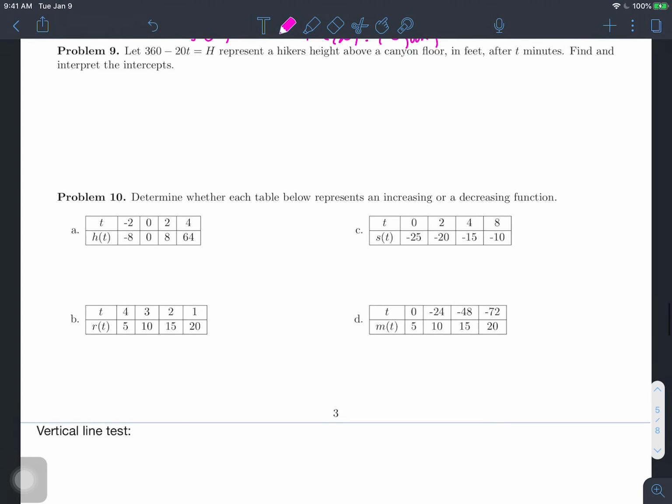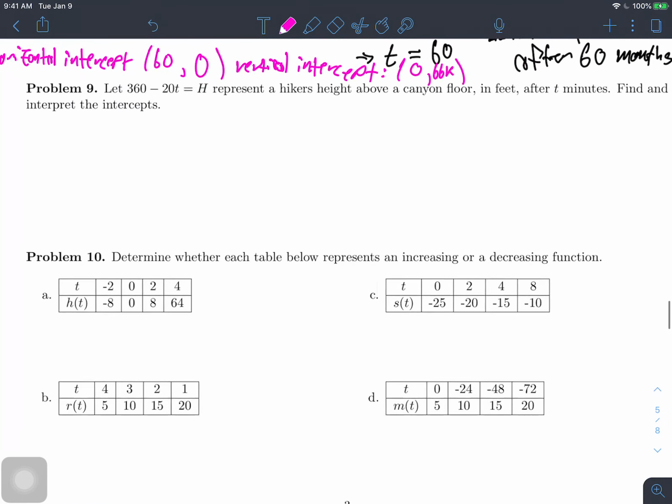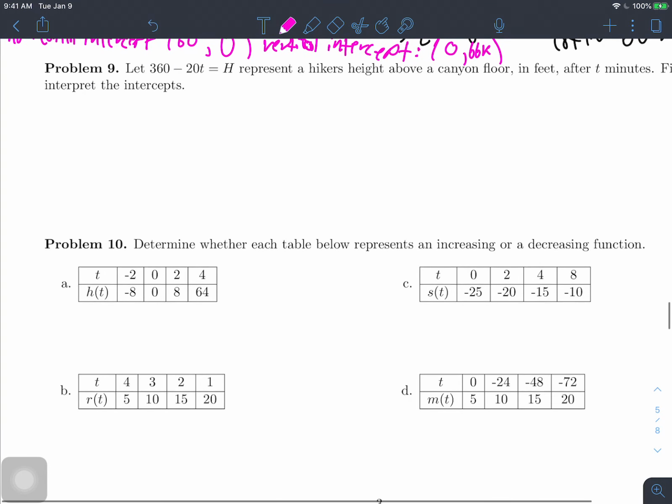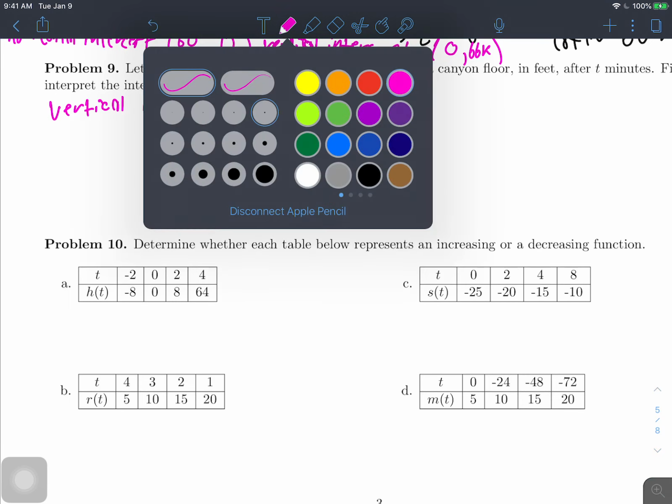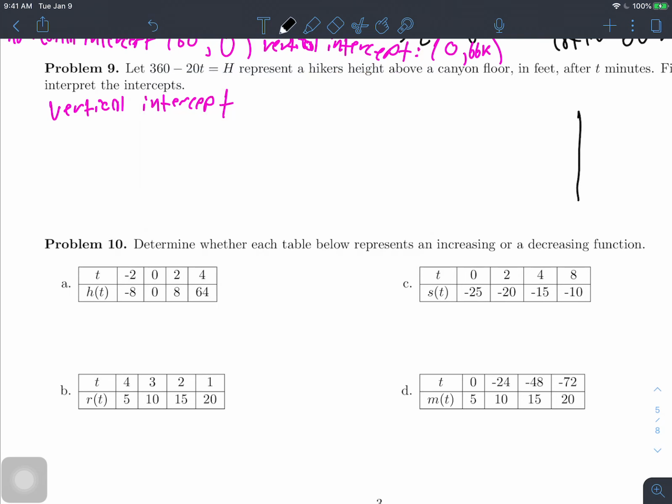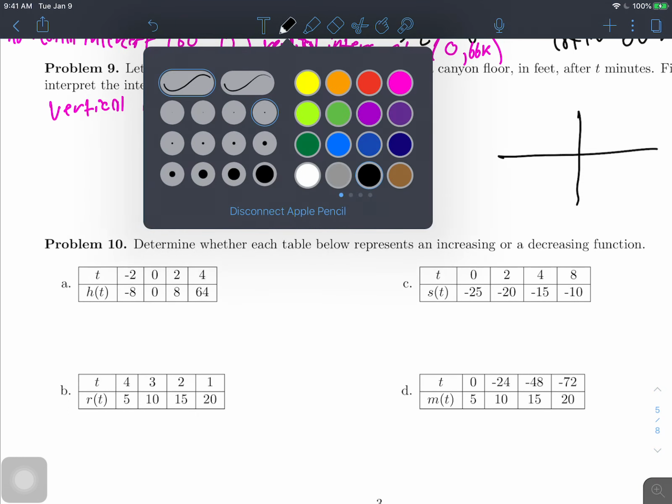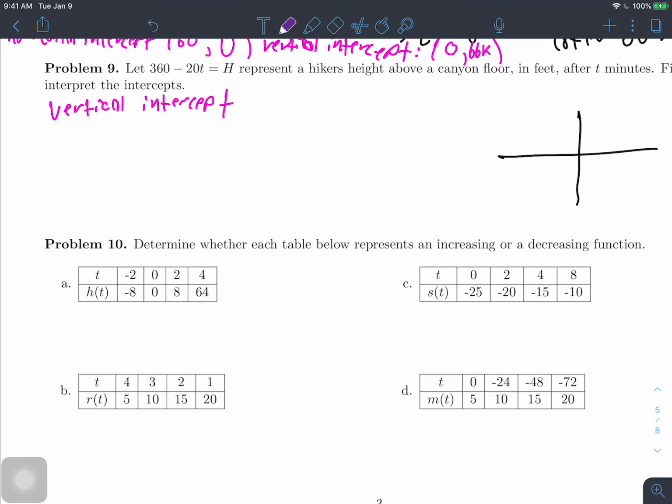Okay, so first, let's first work on the vertical intercept. Okay, so let's draw our graph. And I'm just going to put in a dummy graph, but it'll probably look something like this. We'll start at a certain height, and then we're going down, down, down, down, down, and then eventually we get to the canyon floor, and then we hang out there for a while, okay? This might be what our function looks like.